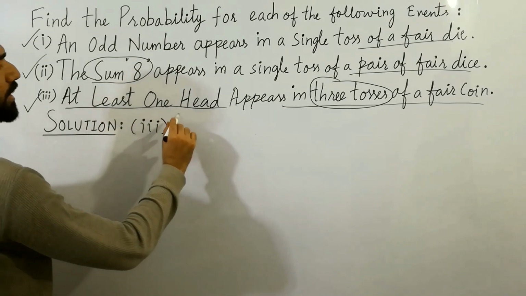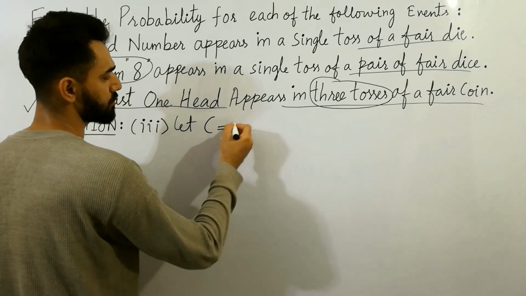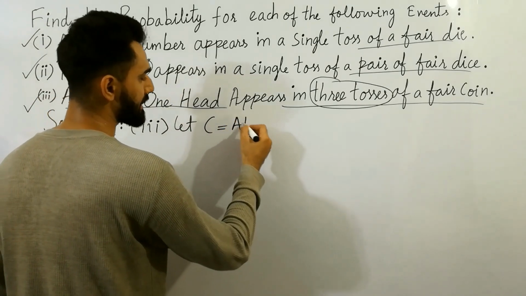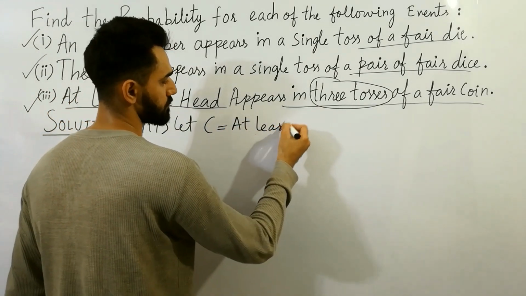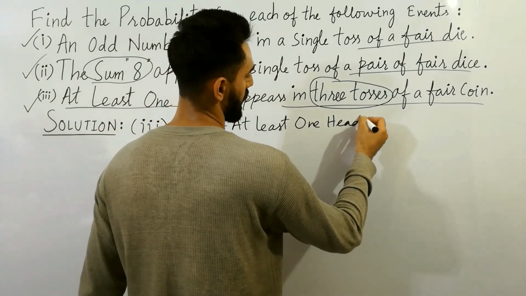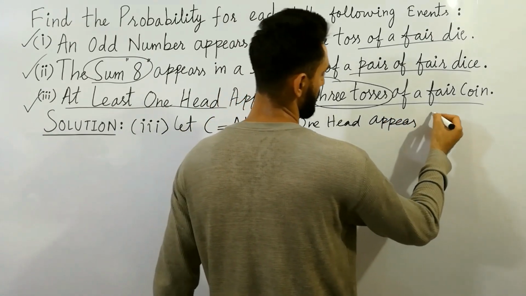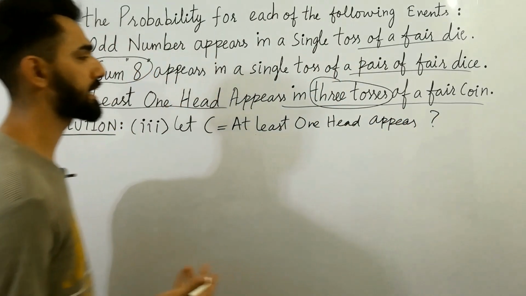At least one head appears. Let's suppose that C is equal to at least one head appears. The question here is, what is the probability that at least one head appears?